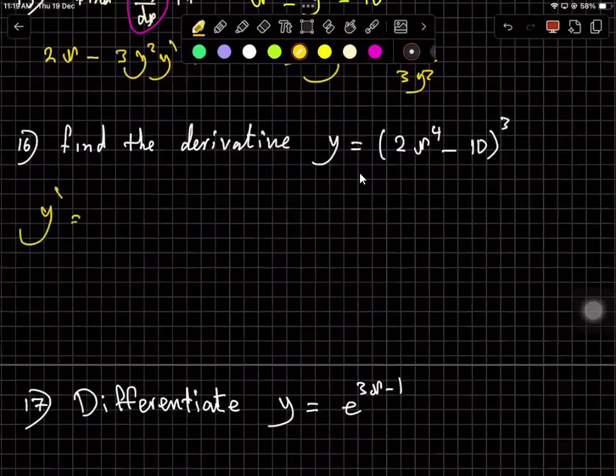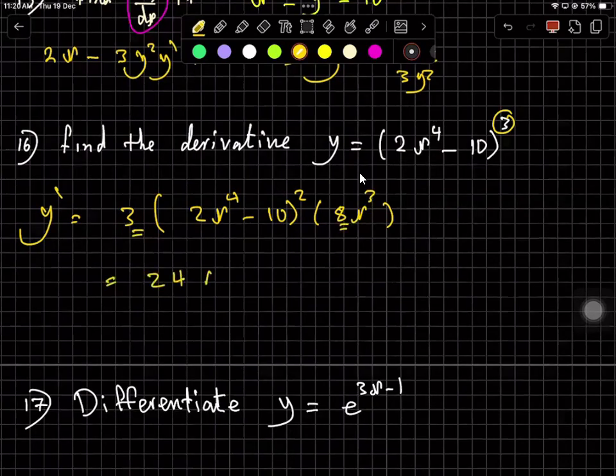For y prime here, this 3 will be the coefficient: 3 times (2x to the power 4 minus 10) to the power 2, multiplied by the derivative of 2x to the power 4, which is 8x cubed. Okay, multiplying the 3 times 8, we get 24x cubed times (2x to the power 4 minus 10) to the power 2.